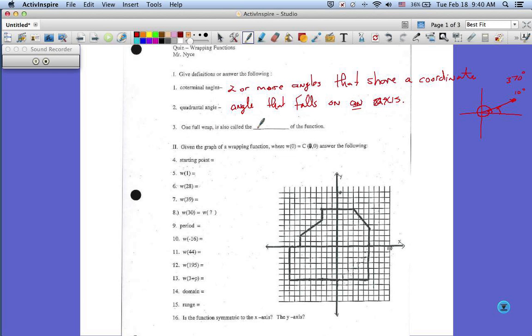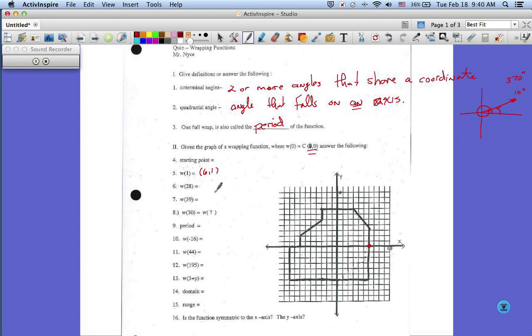One full wrap is also called the period of the function. All right, so let's get into the wrap here. So a wrap of 0 we're given is (6, 0). Remember, we're always starting at the positive x-axis. A wrap of 1 will be up 1, that's (6, 1).